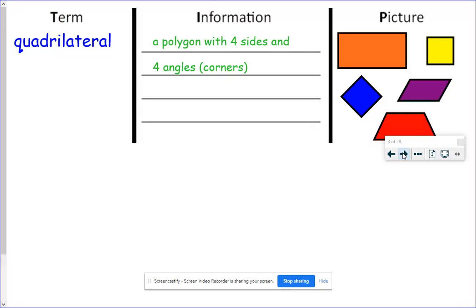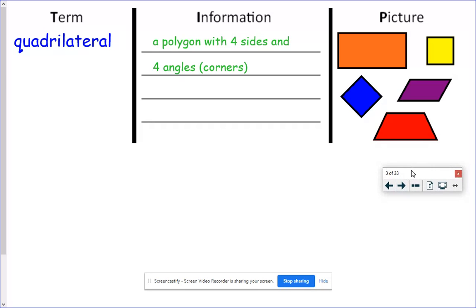If you will take out your Unit 4 tip chart from your math folder, this should be your second word, quadrilateral. The information: it's a polygon with 4 sides and 4 angles, also known as corners. For the pictures right here, if you will just pick one of the 5 quadrilaterals that you like best, if you have a favorite or a favorite color, you don't have to color it in, and just draw that one quadrilateral in the picture column.